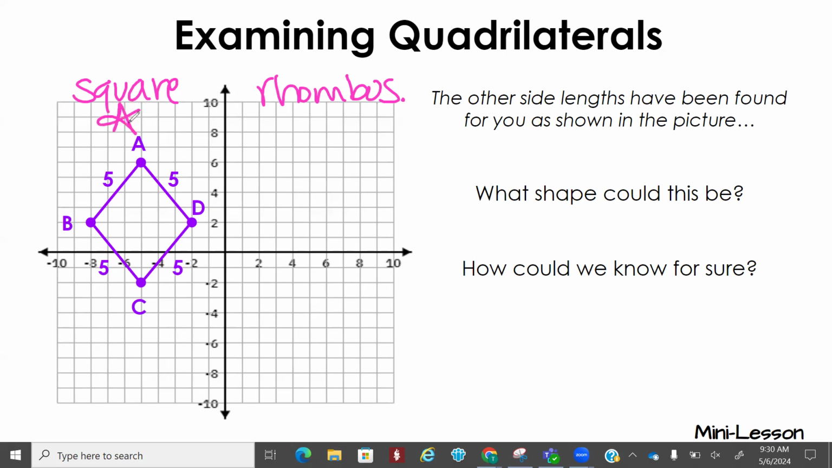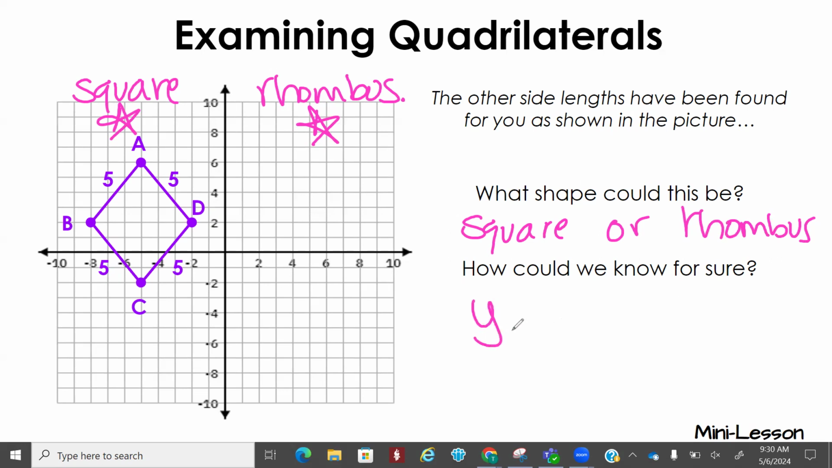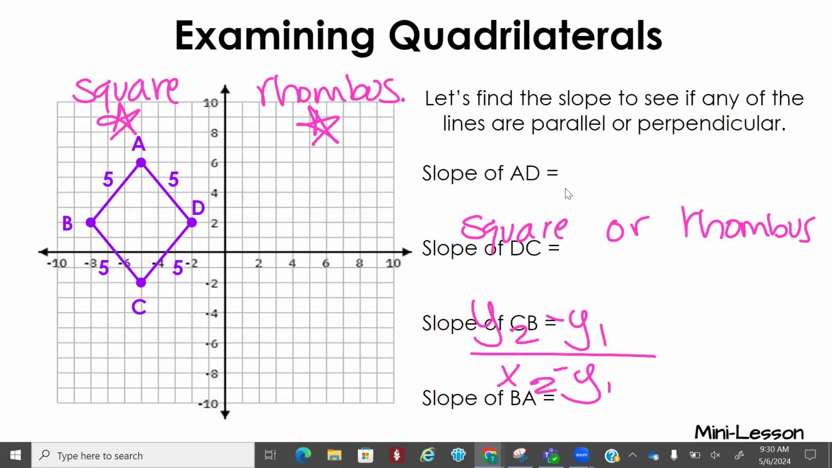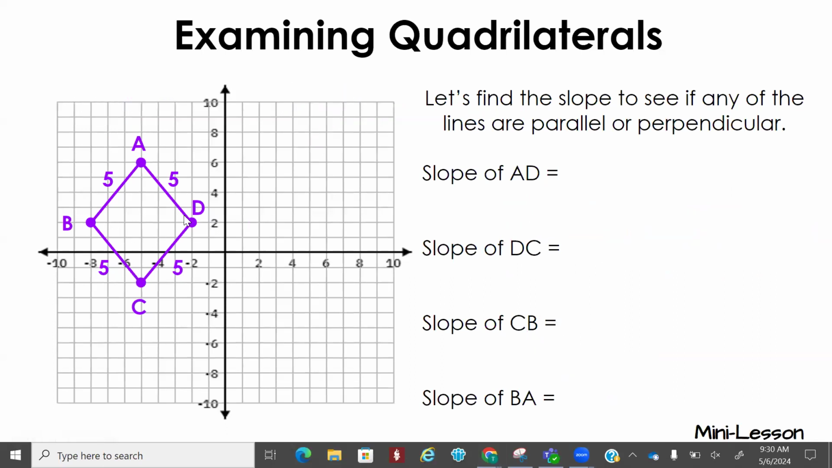What's the difference between a square and a rhombus? The angles. How do we confirm the angles? It could be a square or a rhombus. Okay, and how do we know for sure? We could use the slope formula to see if they're perpendicular to each other. Okay, so what we're going to do now is we've got to find the slope of each one of these.